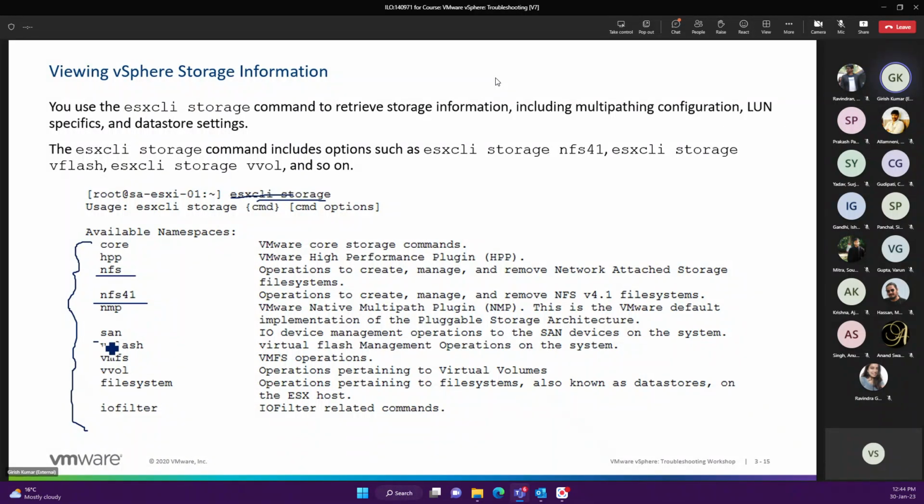I want to work with SAN, VMFS, the existing volume, the file system I want to see. Pick one of them and write ESXCLI storage SAN. After that, hit enter again. It will show you the available namespaces.